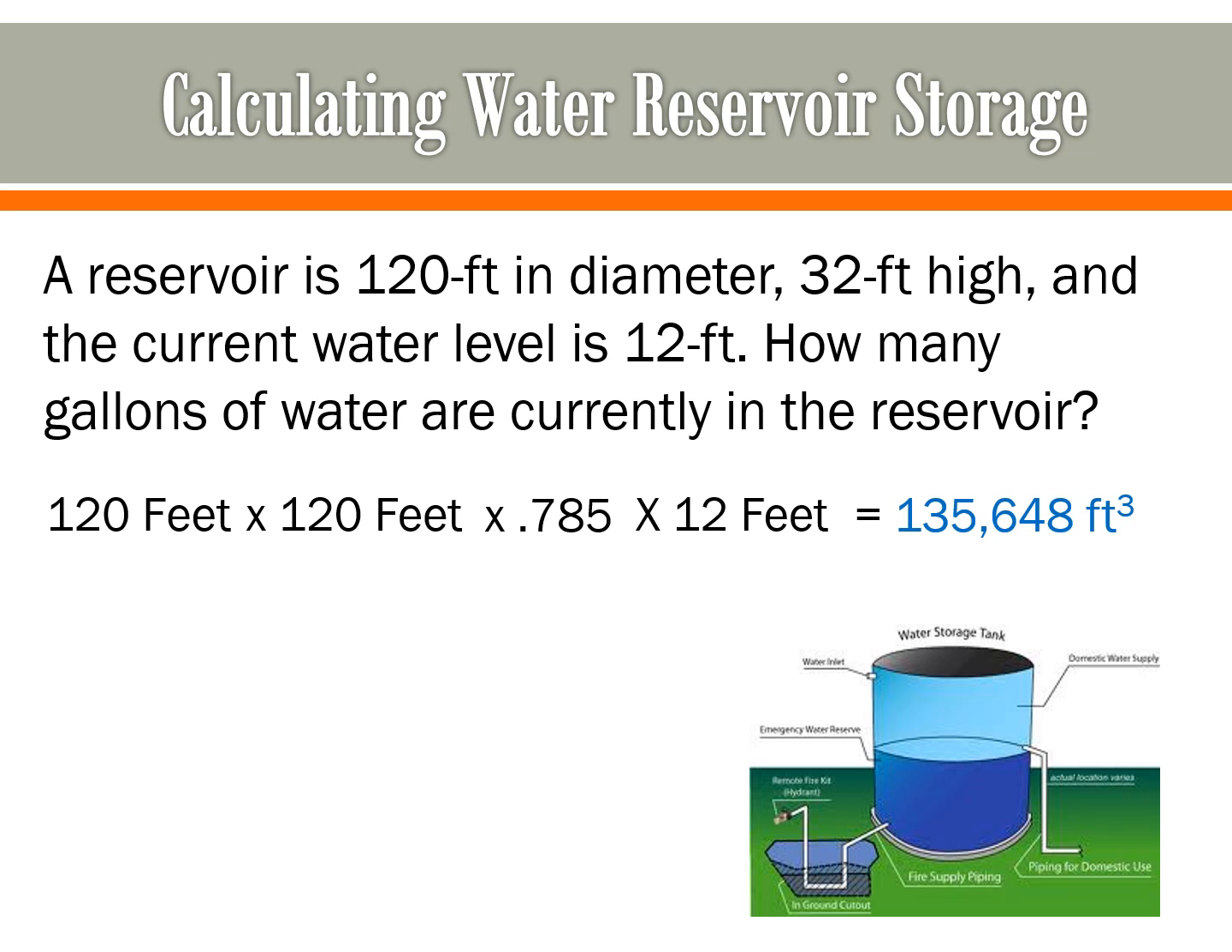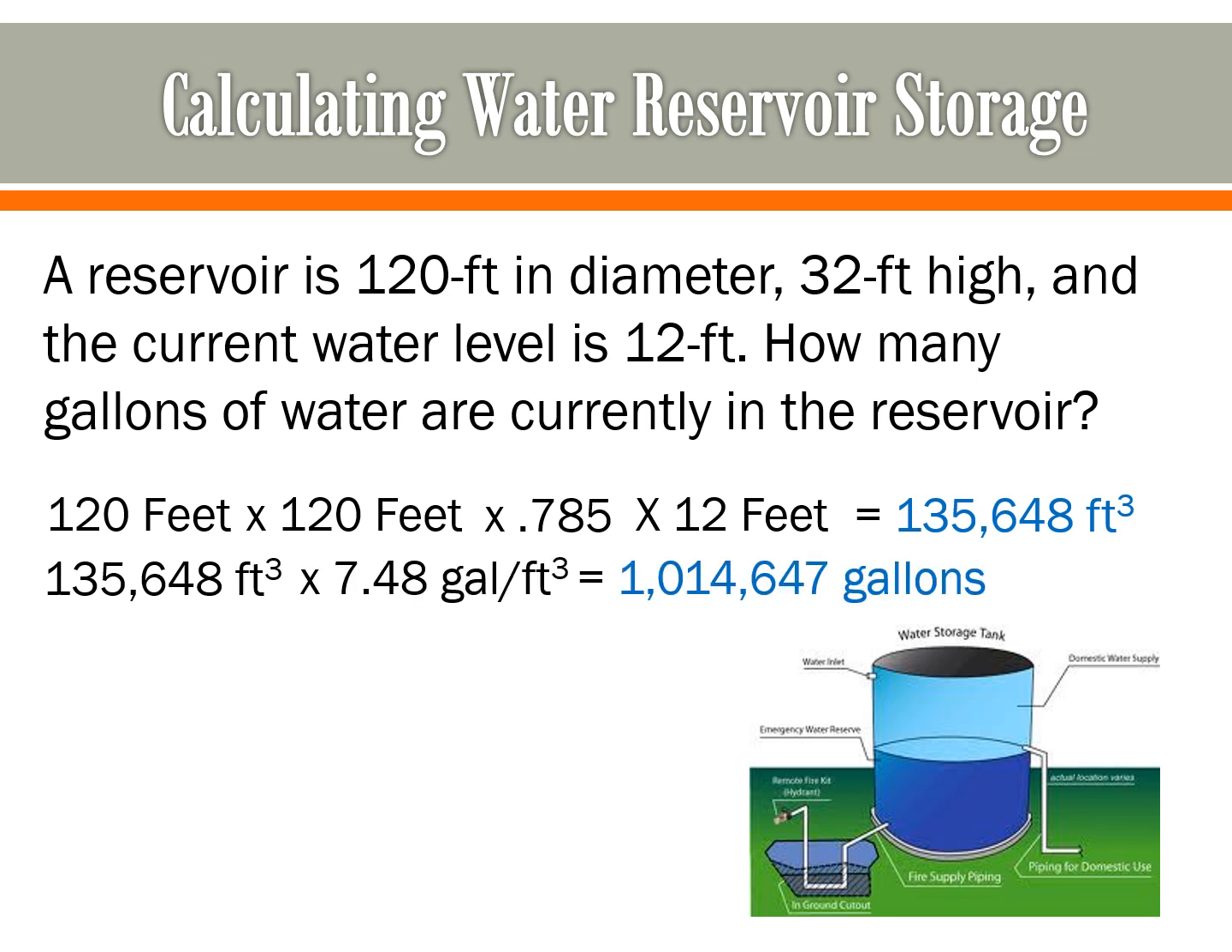135,648 cubic feet. So we take that same number because we are trying to solve for how many gallons of water are currently in the reservoir. We multiply that by 7.48 gallons per cubic foot, and we're left with 1,014,647 gallons.